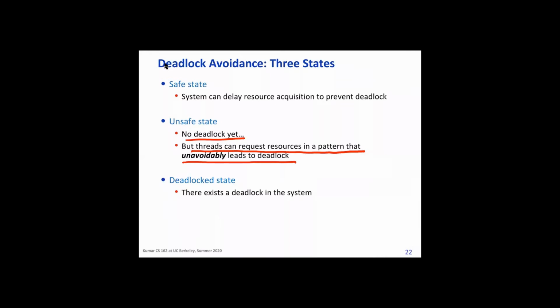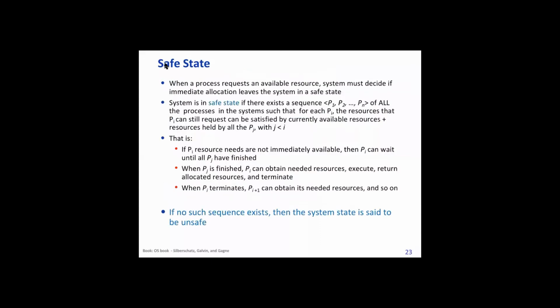So it means that in an unsafe state, if certain request patterns are made, then it can lead into a deadlock state. And also from an unsafe state, it can come back to a safe state. A deadlock state is where deadlock exists. So we can actually go into details.